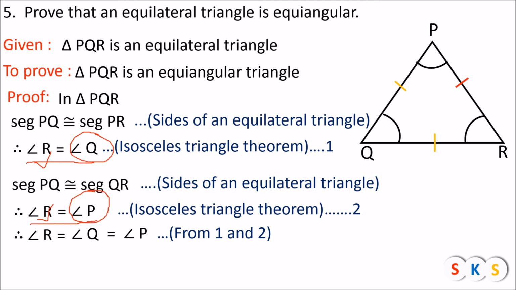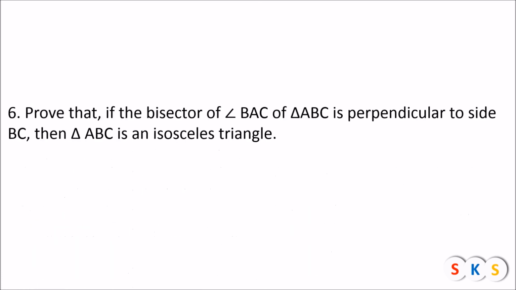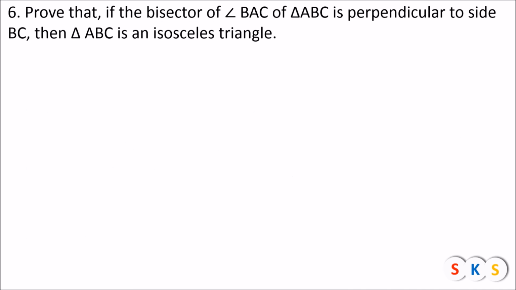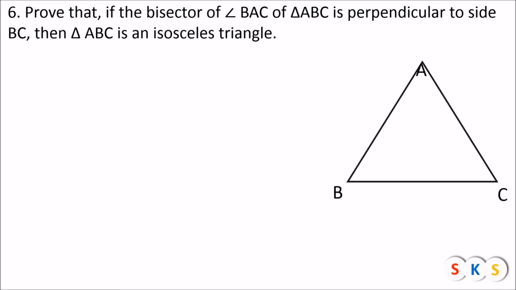Here we have the next question. Prove that if the bisector of angle BAC of triangle ABC is perpendicular to side BC, then triangle ABC is an isosceles triangle. So first we will make a triangle ABC. Now we will draw the bisector of angle BAC. You can see that here AD is the bisector of angle BAC, and that bisector is perpendicular to side BC. In this figure, ray AD is perpendicular to the side BC, correct?